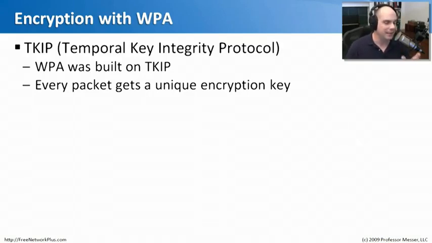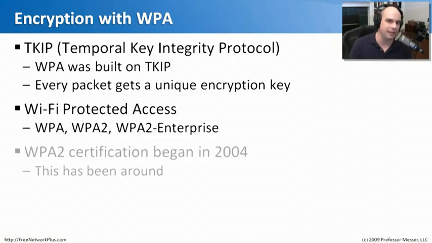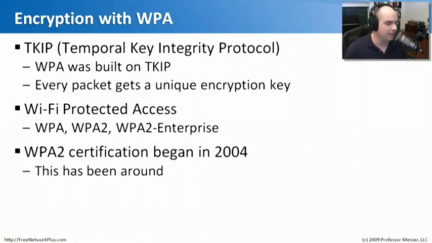What's nice about this is every packet gets a unique encryption key. It's a very secure way of communicating. This is something now we call WPA, or Wi-Fi Protected Access. There was an early version called WPA and then some other capabilities built around it with TKIP that finally ratified we call WPA2. There's another version called WPA2 Enterprise. You'll see that inside of your wireless routers. This certification really started in the 2004 timeframe. So this has been around for a while.